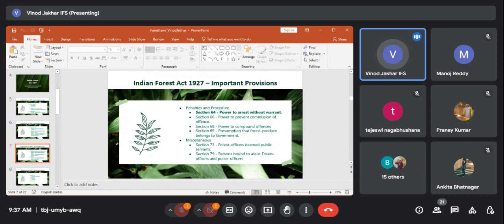Again, section 79 enjoins a duty upon the persons who are living in the forest areas. They are bound to assist forest officers and police officers. This is not just in case of forest offenses, but in case of forest fires also. Like, there is a forest fire and you are short on staff. How will you tackle the forest fire? There you can say that under section 79, persons are bound to assist. You will not force them, obviously, in an interview you will not say that you'll force the people. But they are bound to assist the forest officers in dousing the fire.